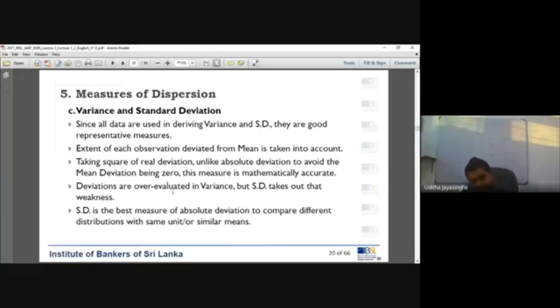Deviations are over-evaluated in variance, but standard deviation takes out the weakness. This is the weakness that I told you about: we are moving this deviation number set to a next level, over-evaluated. But with standard deviation, the moment we take the square root, that's the answer to that weakness. Last point: standard deviation is the best measure of absolute deviation to compare different distributions with the same unit or similar means. What do you mean by that?